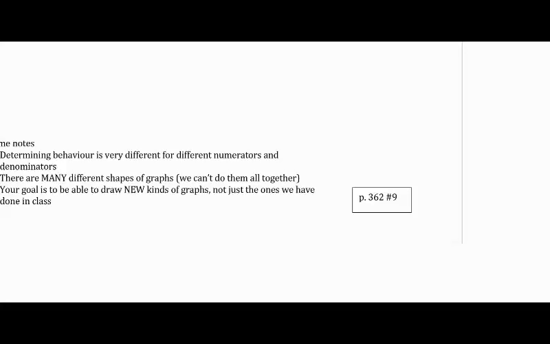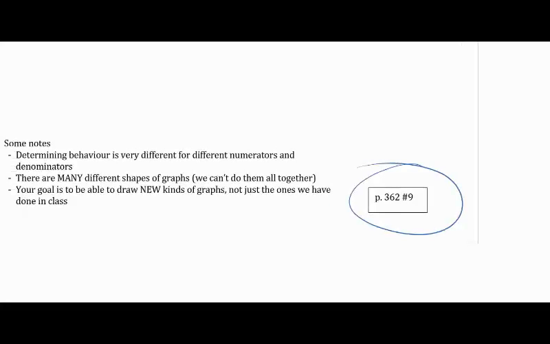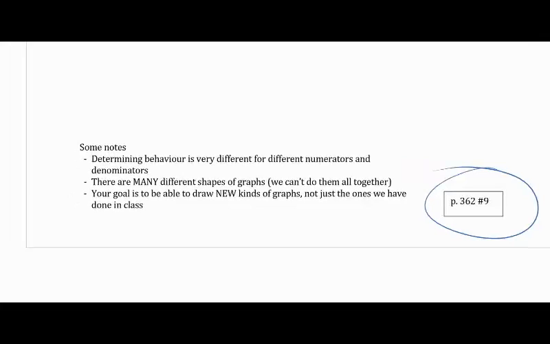There's your practice, 362, number 9. Oh, we have time. We got 3 minutes. We could talk about this. Some notes. This is what I was talking about throughout. Determining behavior is very different for different numerators and different denominators. And if you don't do the practice, you may not have the experience of the different kinds of things that might happen. What if I plug in a negative here? What if I plug in a negative there? What does it look like in this case? What does it look like in that case?